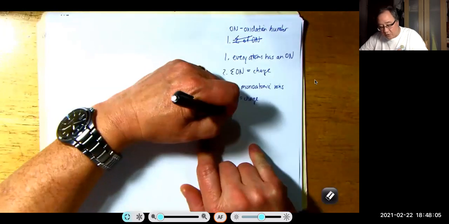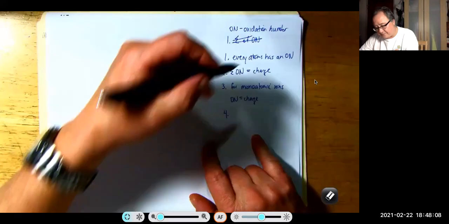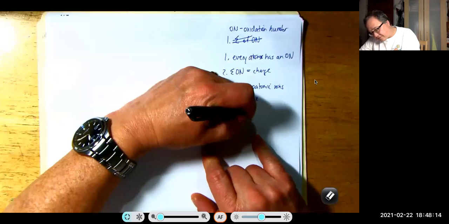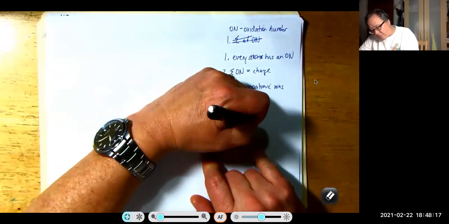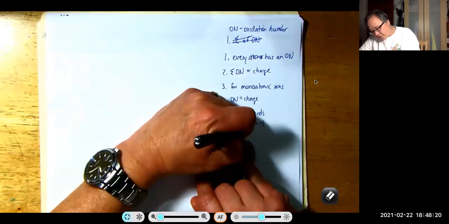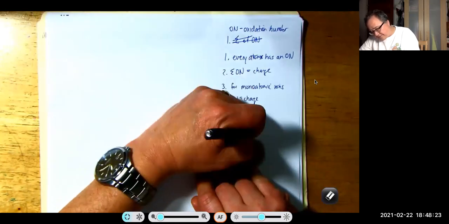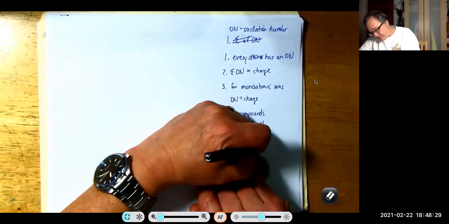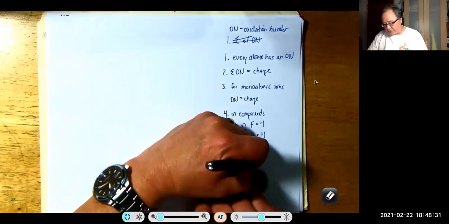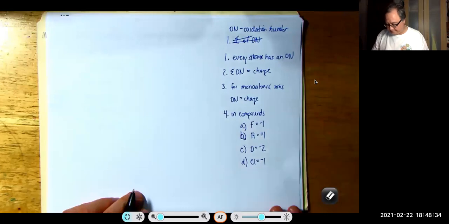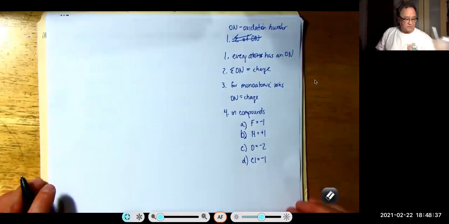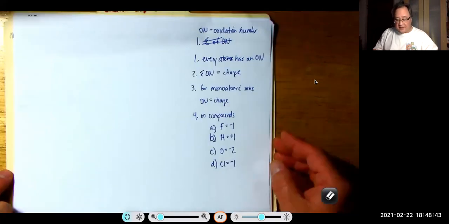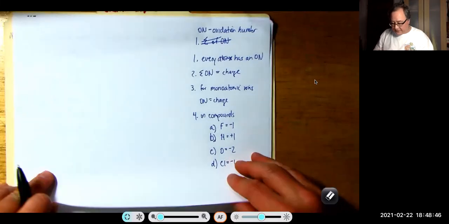4, and this is in order of what's important. 4, in compounds, F is -1, hydrogen is +1, oxygen is -2, and chlorine is -1. So in that order. So those are the rules. Let's apply them to these right here.